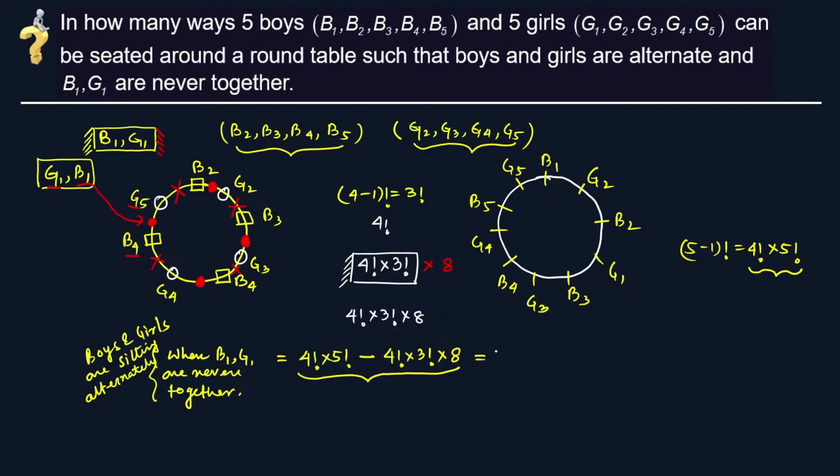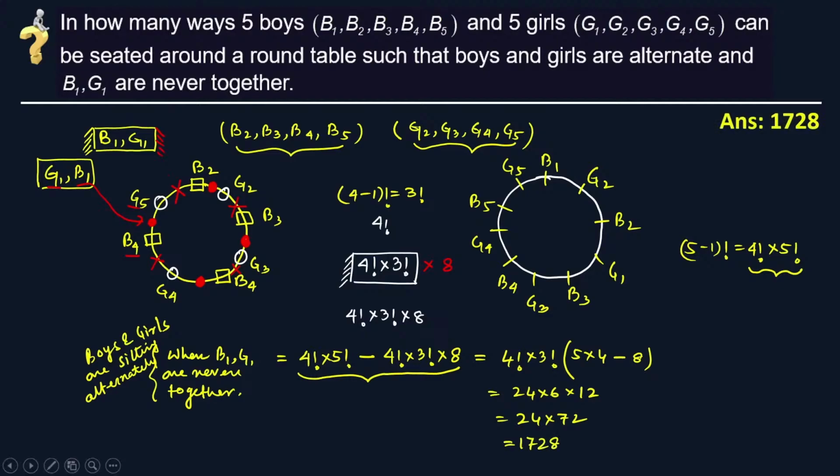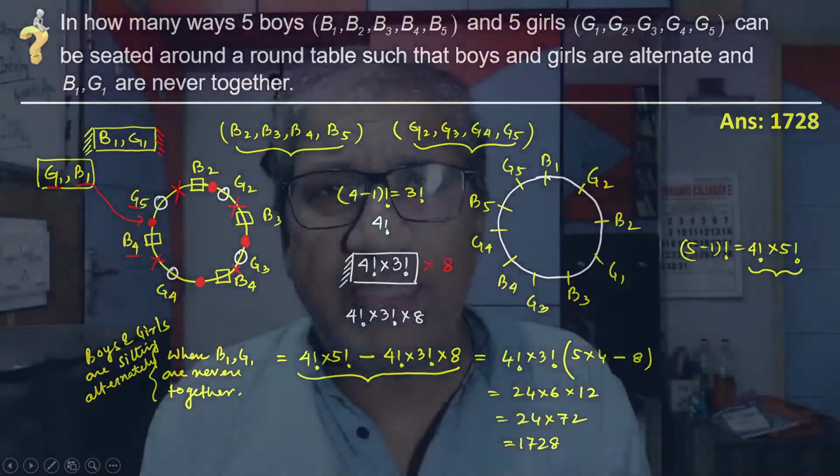So let me just calculate this. Let me take factorial 4 common, factorial 3 common. So we are left with 5 into 4 minus 8. That gives us 24 into 6 into, 5 fours are 20 minus 8 gives us 12. So it is 24 into 72, that gives us 1728. Is it clear to all? So the total number of ways in which these 5 boys and 5 girls can sit alternately, but B1 and G1 will never be together, is 1728 ways. Is it clear to everyone?